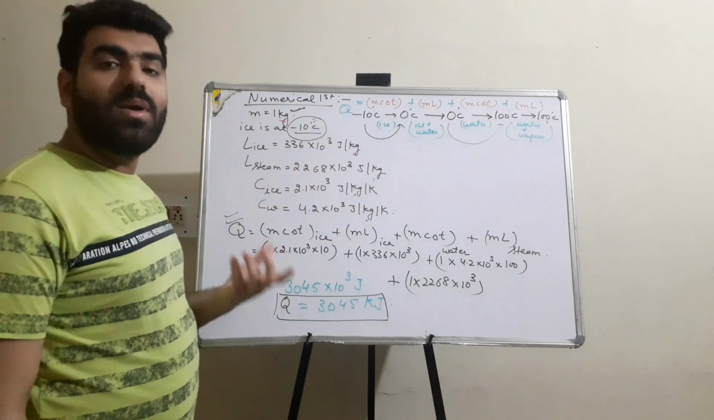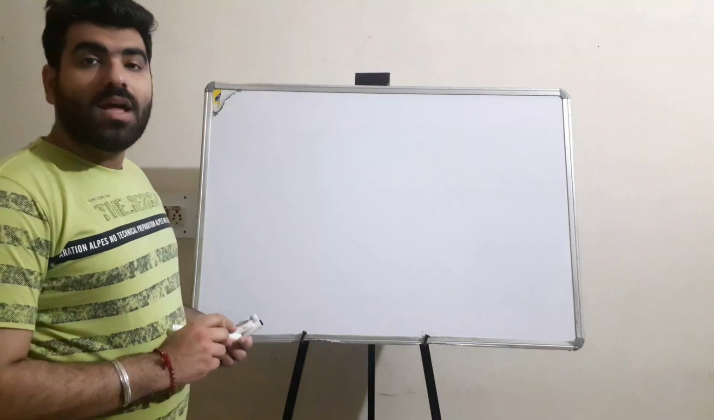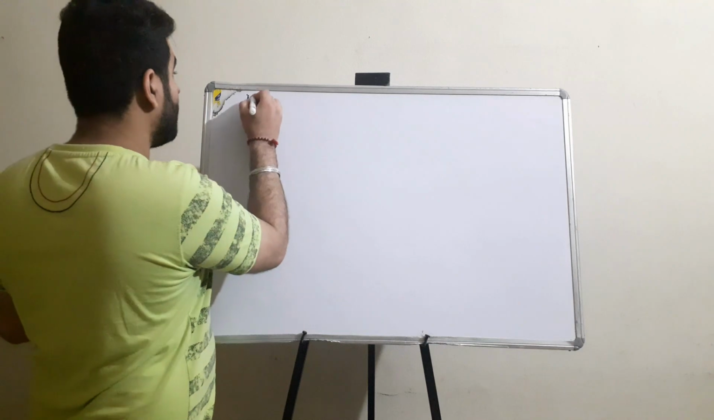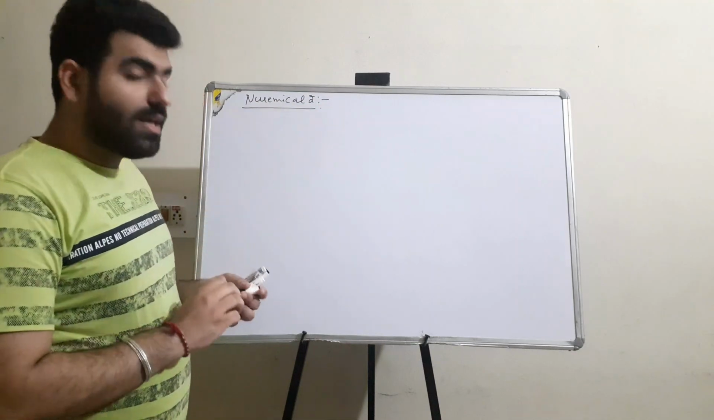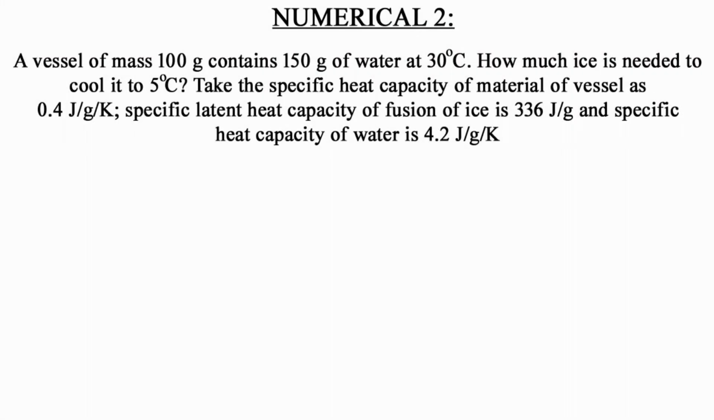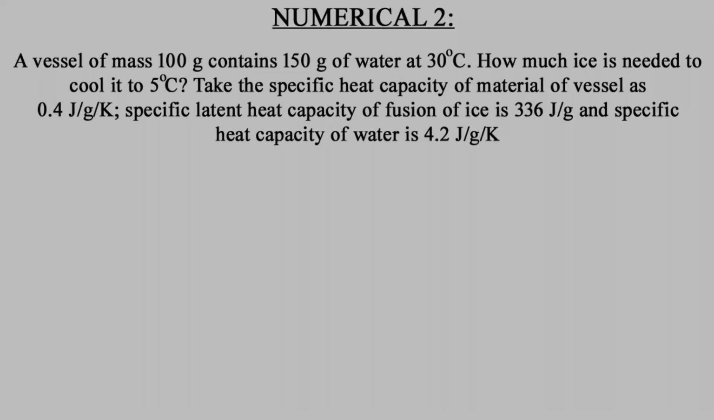So this was one numerical. We'll now start with the other numerical. Now starting with the next numerical, numerical number 2. And the statement says, a vessel of mass 100 grams contains 150 grams of water at 30 degrees Celsius. How much ice is needed to cool it to 5 degrees Celsius? Take the specific heat capacity of the material of the vessel as 0.4 joule per gram per Kelvin. Specific latent heat of fusion of ice is 336 joule per gram, and specific heat capacity of water is 4.2 joule per gram per Kelvin.